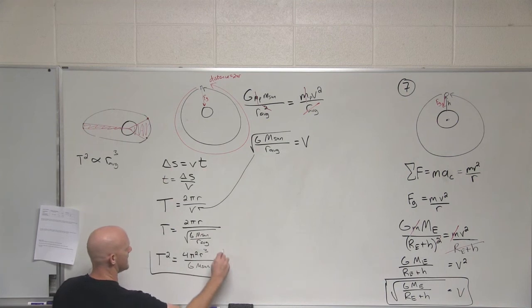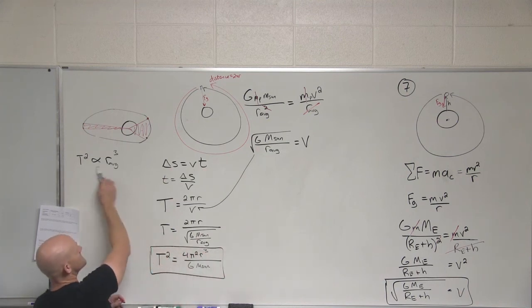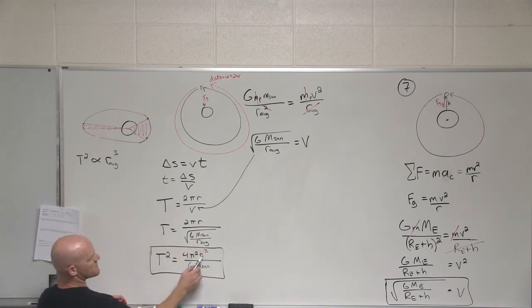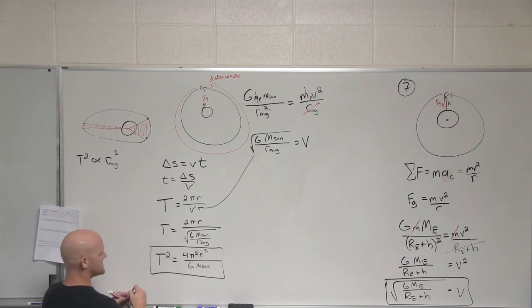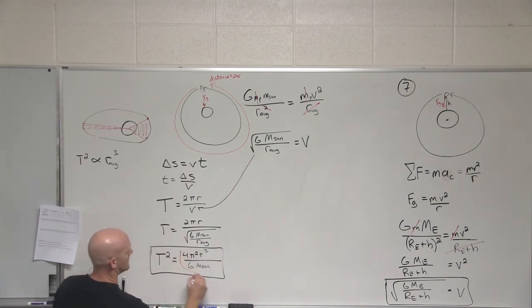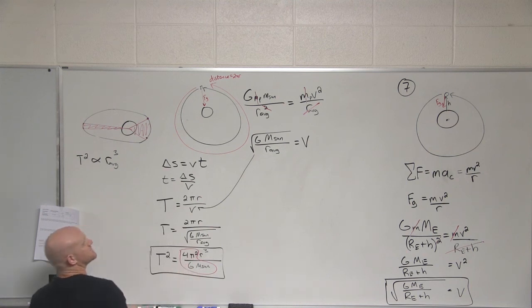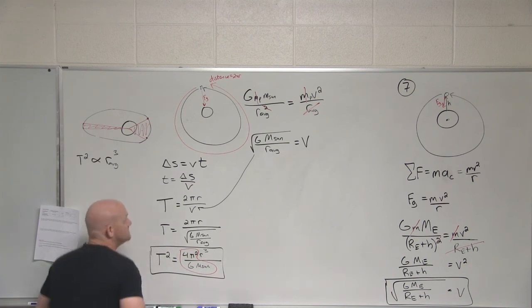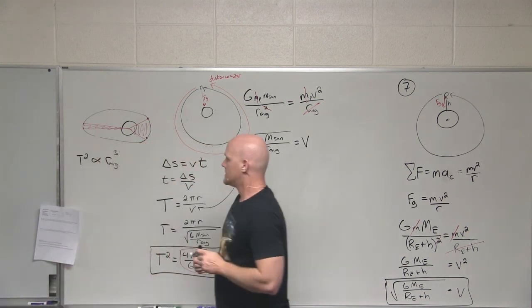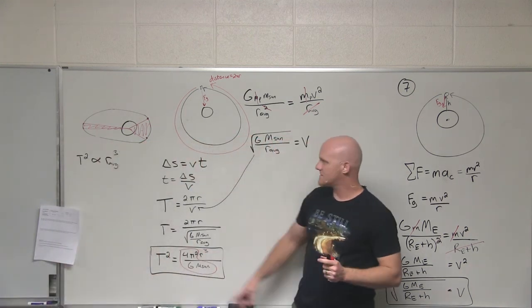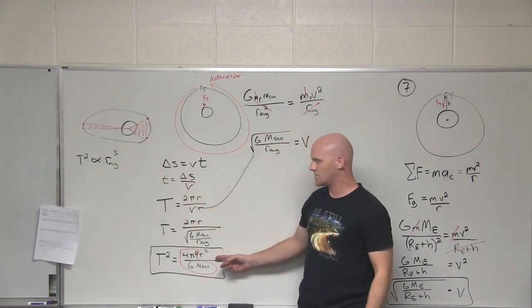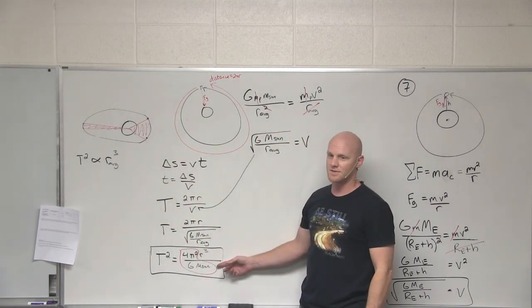And all of a sudden we have Kepler's third law. T squared is proportional to r cubed, and our proportionality constant is 4 pi squared over the gravitational constant times the mass of the sun. So here's the deal. This is Kepler's third law. This is formally the exact mathematical representation of Kepler's third law.